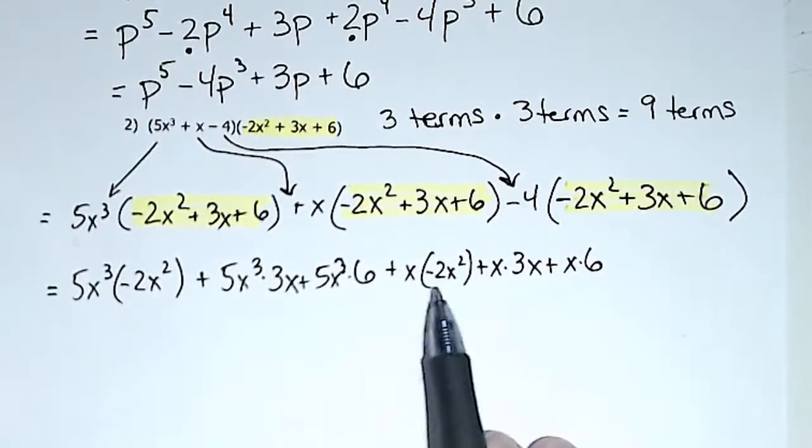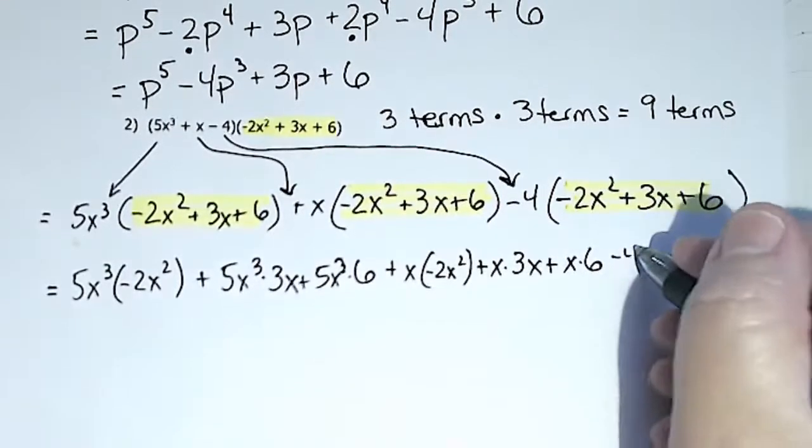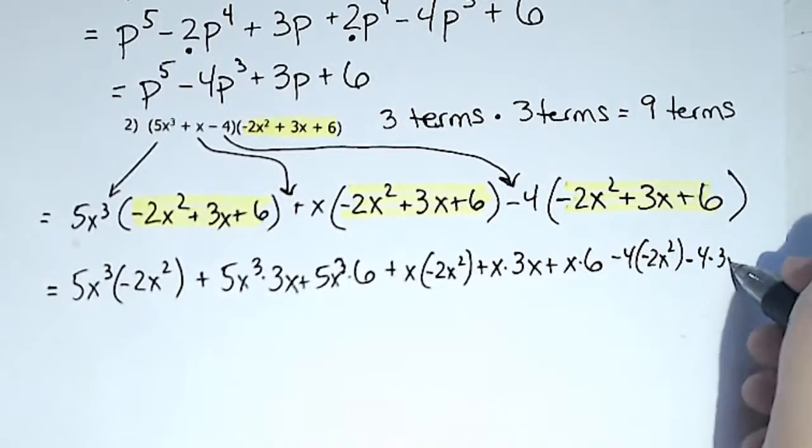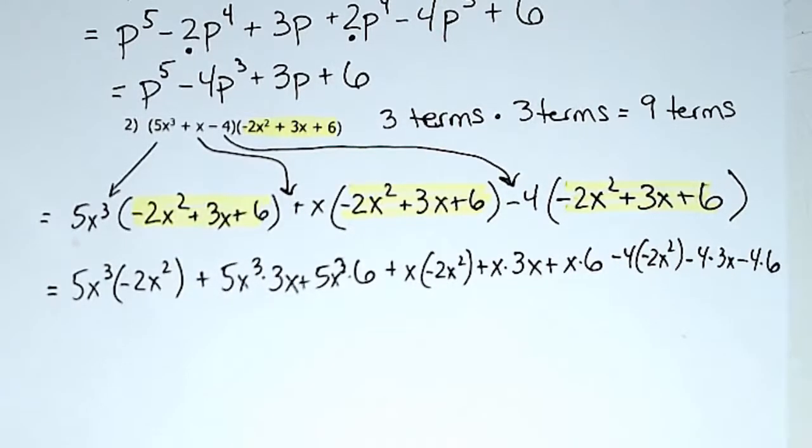Okay. Second three terms, minus 4 times negative 2x squared. Minus 4 times 3x, minus 4 times 6. I fit them all in. I know I had to get really small there, but that was pretty amazing.